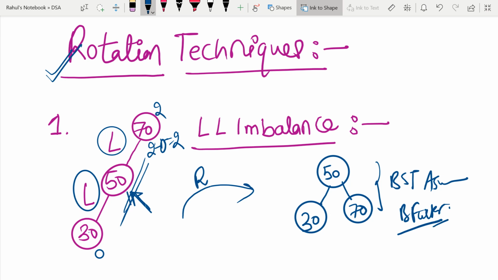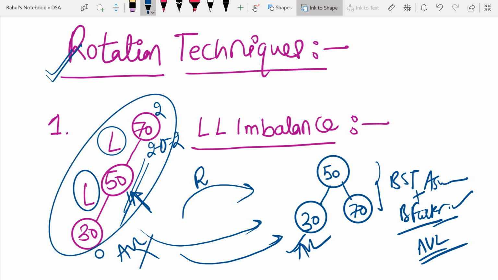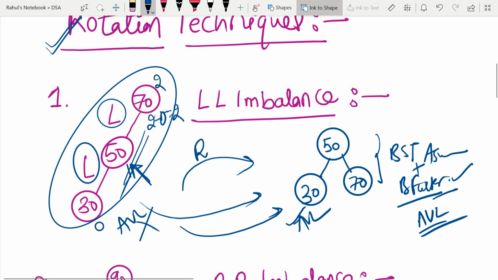So by combining BST plus balance factor, it will follow our properties of AVL. Now the 50, 30, 70 tree, which was not an AVL tree, is converted into an AVL tree. So this is an AVL tree. So this is the LL imbalance. Whenever we construct our tree and we get such a situation, we solve it by using the LL imbalance rotation technique, right?